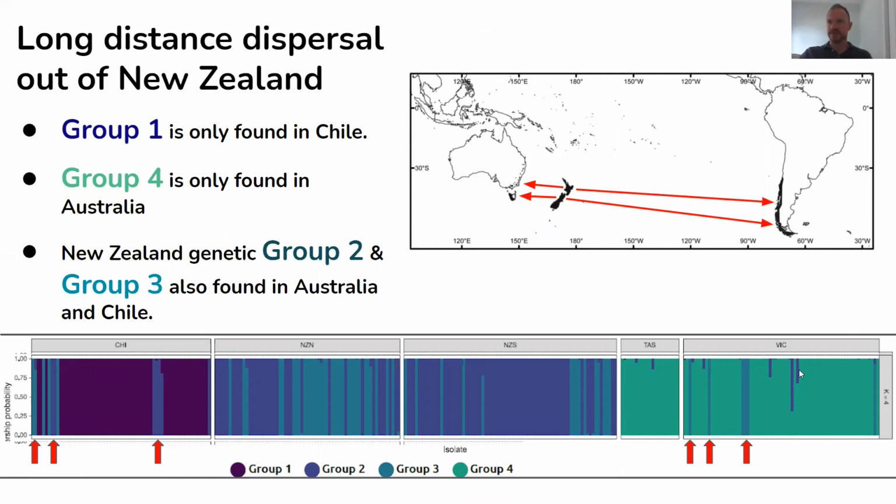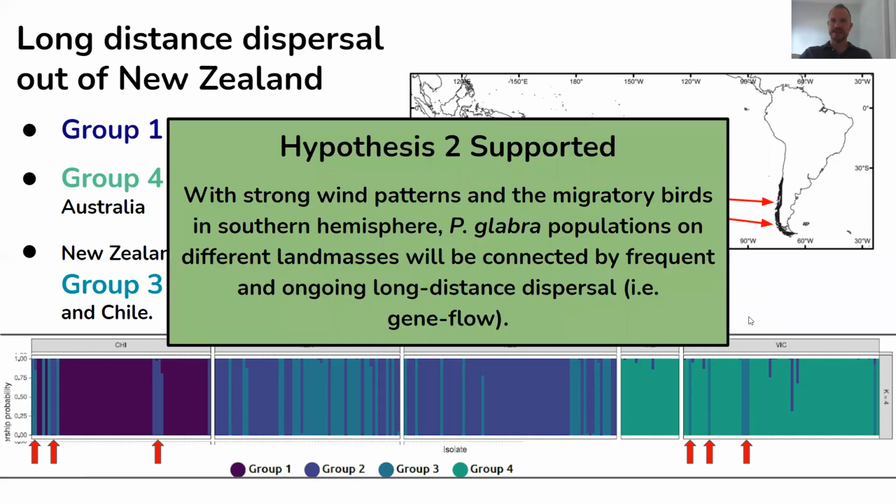Group 4 is only found in Australia. And groups 2 and 3 are primarily found in New Zealand. However, we can see individuals that are in Chile and in Australia. So it looks like we have this long distance dispersal out of New Zealand, which supports our second hypothesis that with strong wind patterns or migratory birds, we should see evidence of long distance dispersal. And with this analysis, we see that.